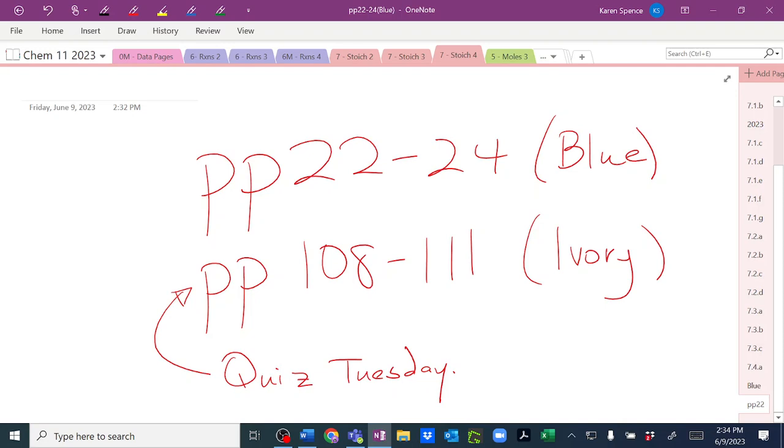Yeah, I mean, for the quiz itself, it's all of section 6.4, except for the very last one, because of the bond enthalpy. So yeah, like all of this stuff.